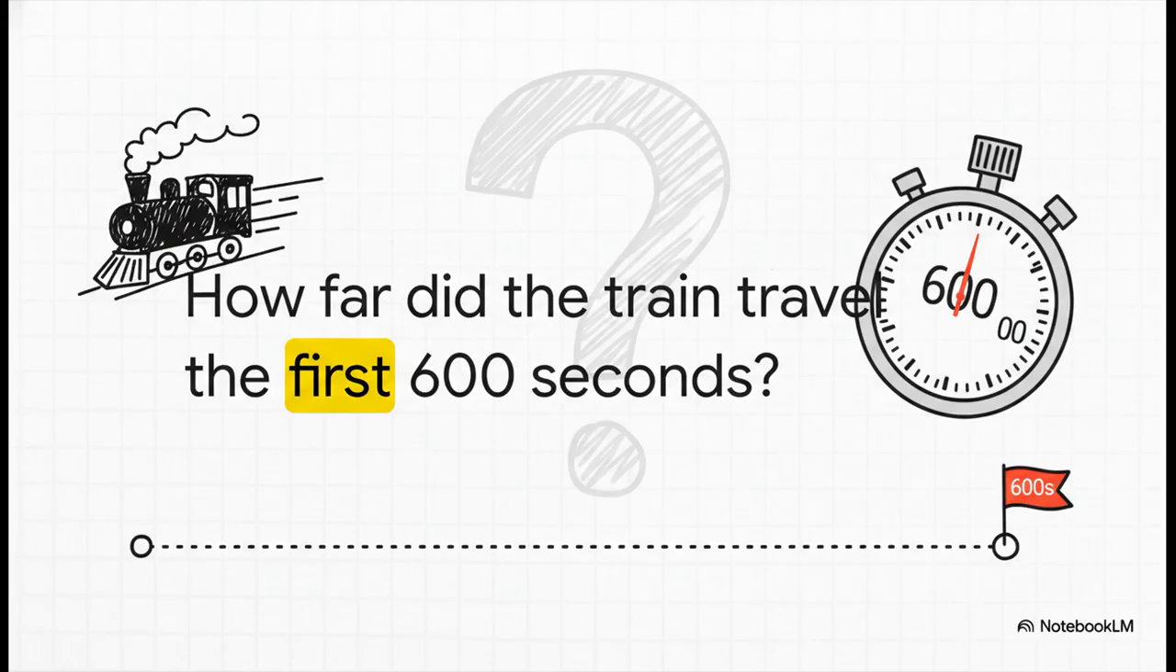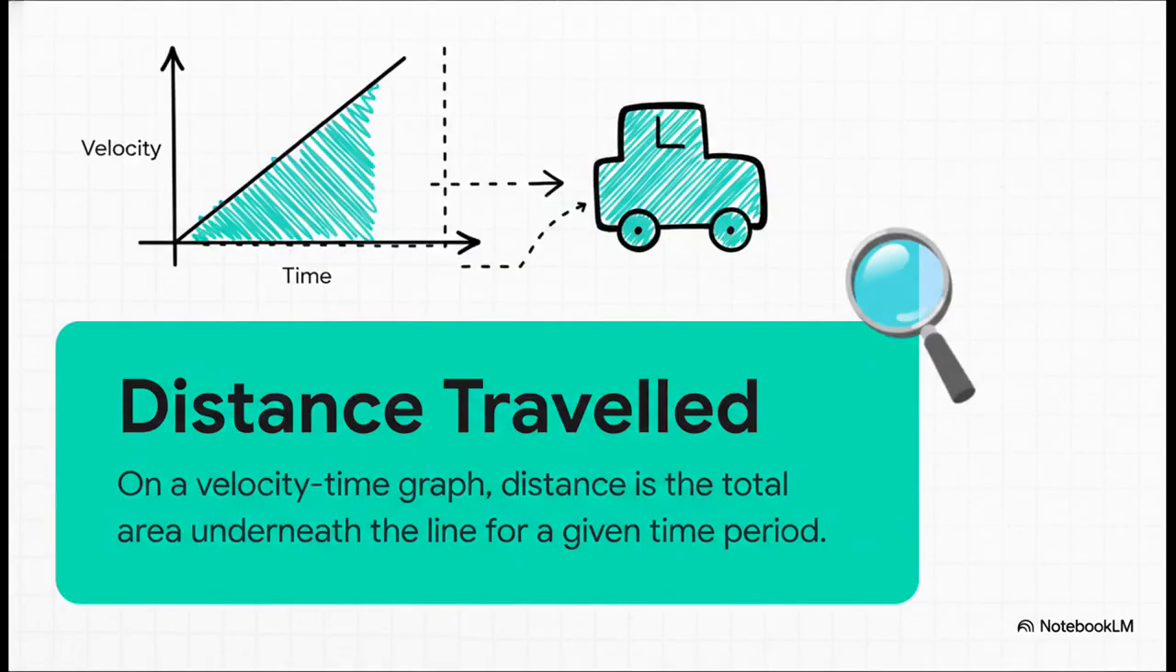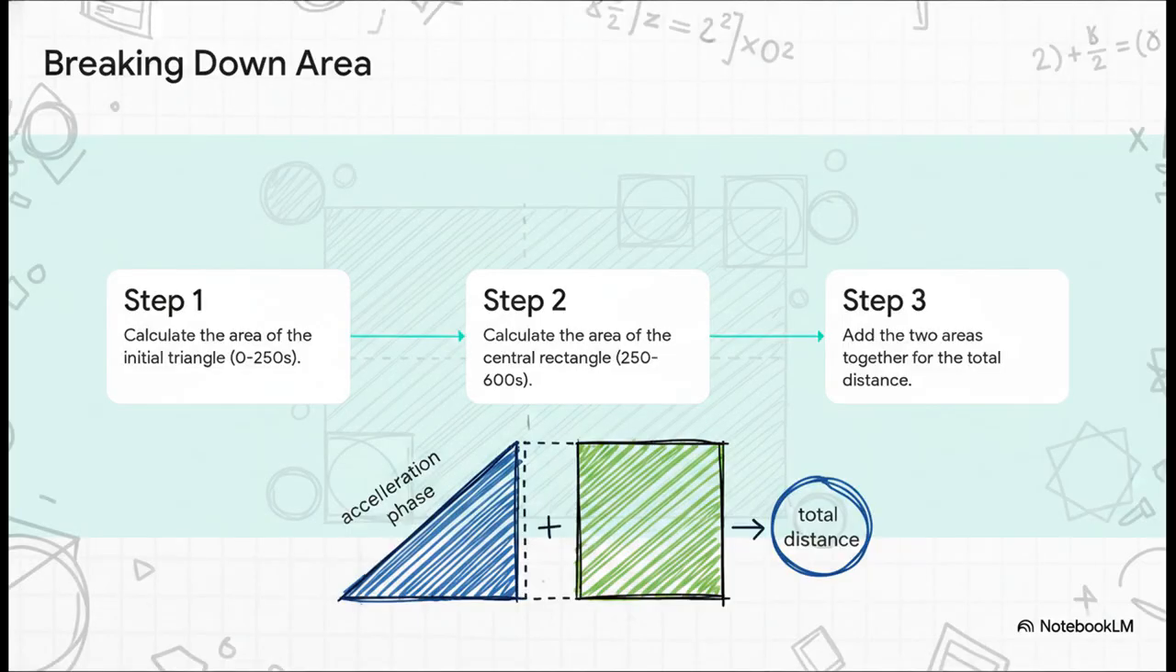That's the entire period where it's accelerating and then cruising at a constant speed. Now, before you even think about grabbing a calculator, there's a golden rule you have to know. On any velocity time graph, the distance traveled is simply the area under the line. That's it. It's one of those fundamental physics principles that will score you easy marks if you remember it. So, how do we find that area?